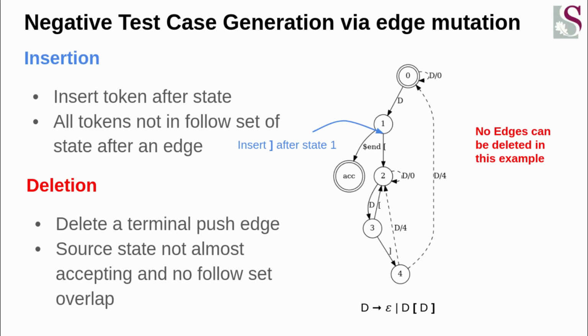And then we can also see that, for example, in the follow set of state 1 we have an opening bracket, and in state 2 we also have an opening bracket, since the open bracket from state 3 to 2 may be reached without any other terminal push edges in between.